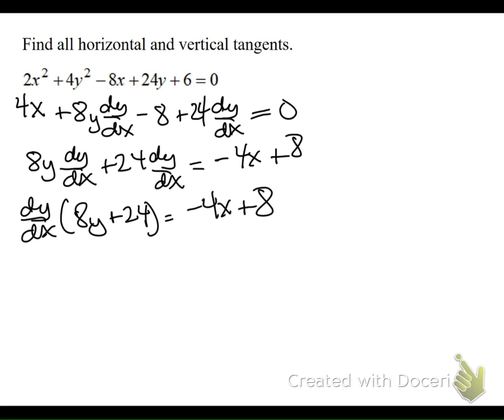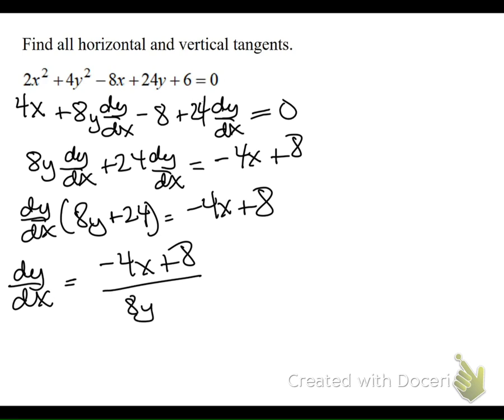And now divide to get the dy/dx by itself. Again, this is one we could factor. I could factor a 4 in the numerator, and I can factor out an 8 in the denominator. But since this is not my final answer, I didn't just say what is the derivative. Instead, we're using the derivative to find an answer. Since we're going to be using it for something else, it doesn't really matter if you simplify this or not.